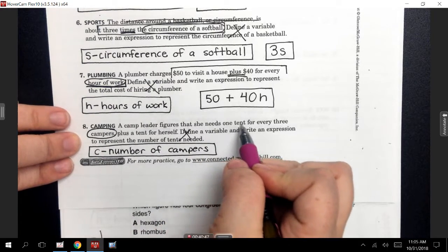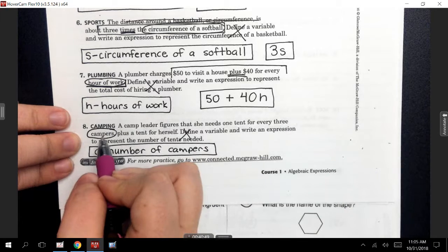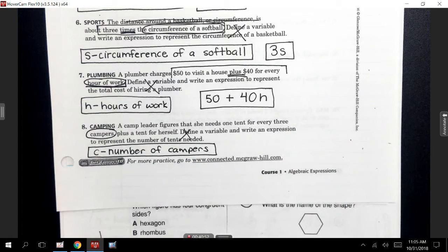It says she needs 1/10 for every 3 campers. So what does that mean? If I need 1/10 for every 3 campers, what operation am I doing? What's happening here? What operation, if I just need a tenth for every 3 campers? Am I repeating anything? We're dividing. Because, guys, I'm splitting up those campers into groups of 3.